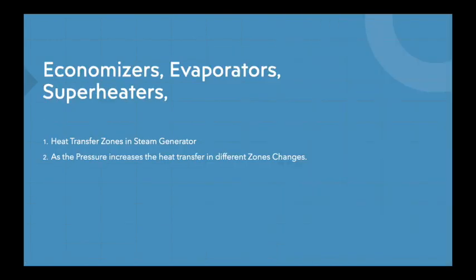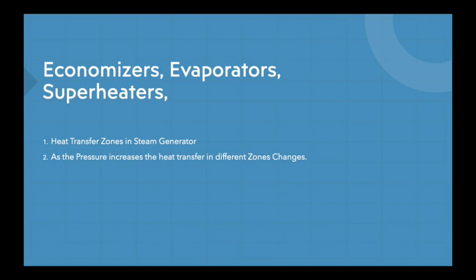Now let's talk about the different components of a boiler. A boiler is basically segregated into three components, which are economizers, evaporators, and superheaters.